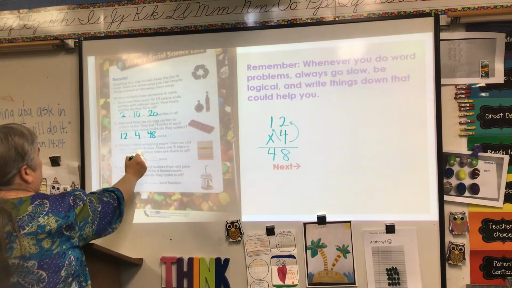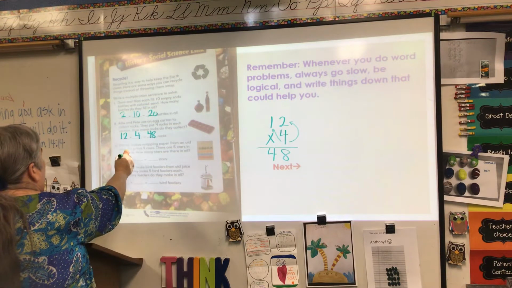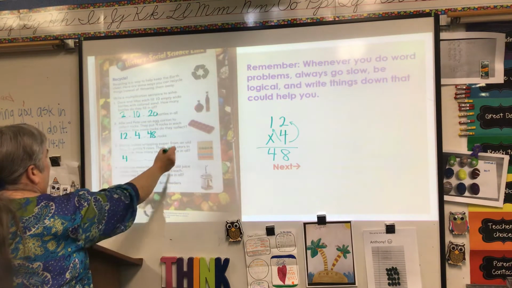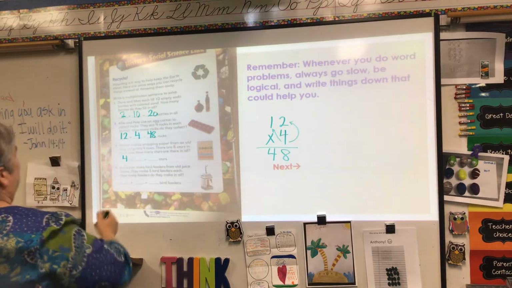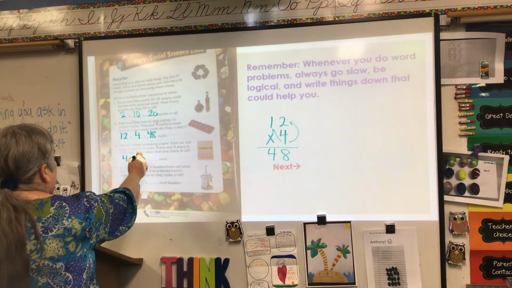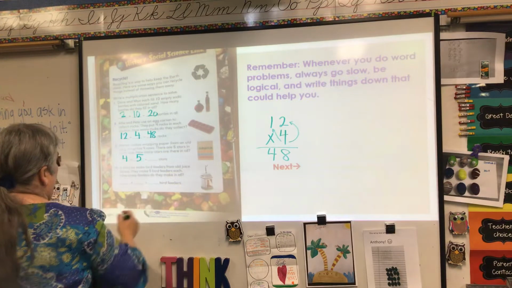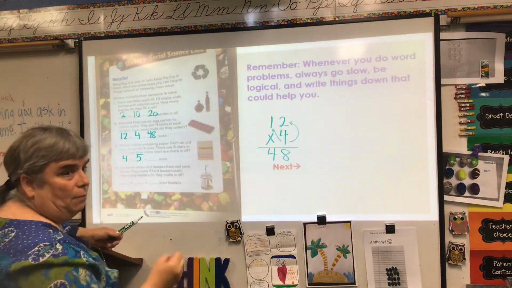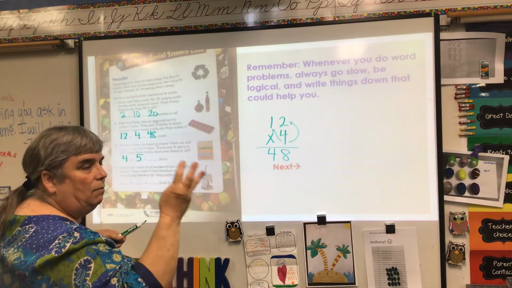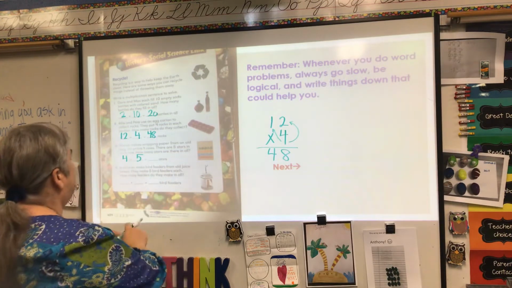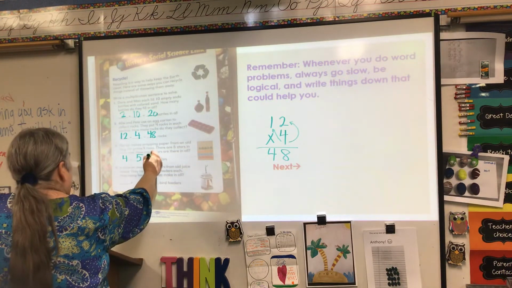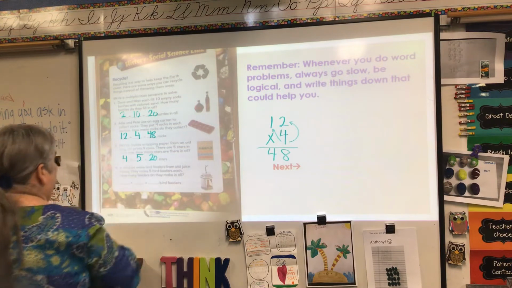So it looks like my equal groups are 4. And then how many in each group is 5. So I'm going to say 4 times 5. And I'm going to skip count by 5. 5, 10, 15, 20. So there's my product is 20.